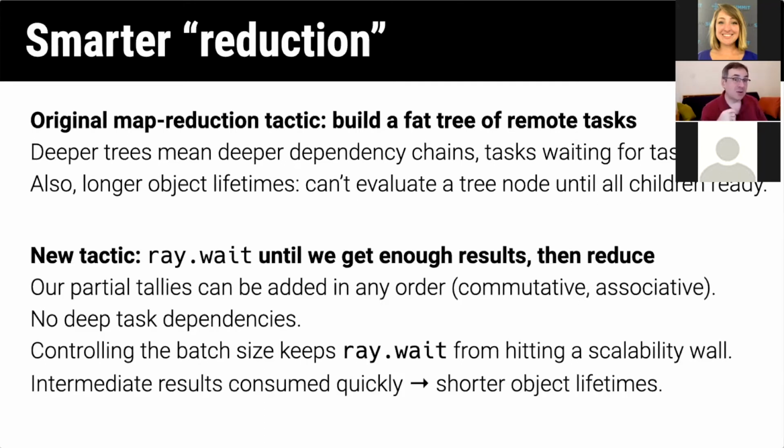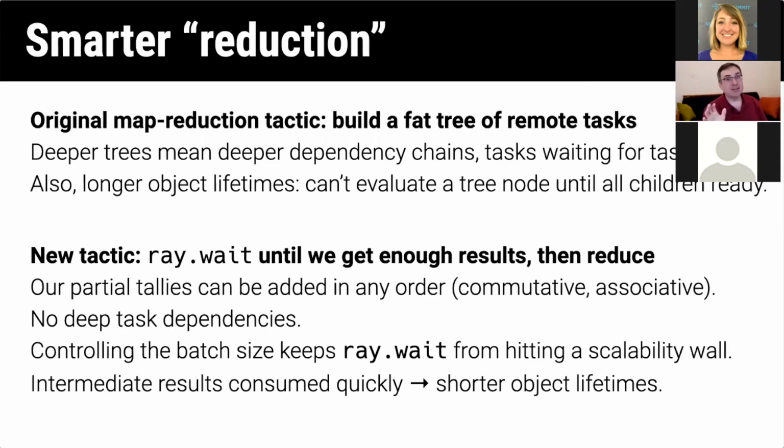My new tactic, what I'm doing today, is, again, one batch at a time, 10,000 ballots at a time. I call ray.wait, saying, let me know when you have some results, and I do it with a relatively short timeout. As I get partial results back, I dispatch more tallies. Results come in, I say add them and send it back out again. So this means that my object lifetimes are very, very short.